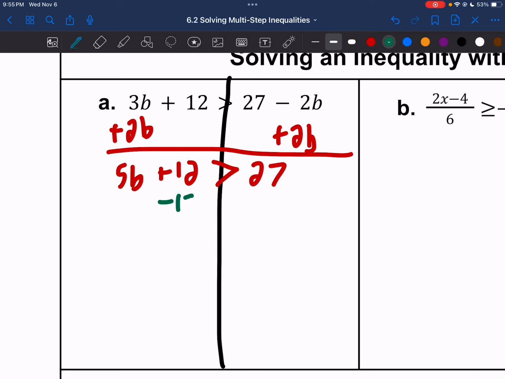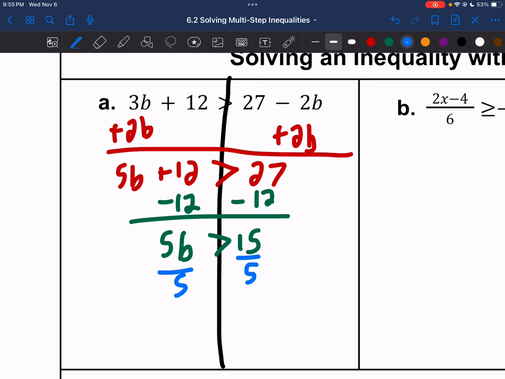Now it's just back to work we've done already. We subtract 12 from both sides. 5b is greater than 15. And then we divide by 5. We get that b is greater than 3.